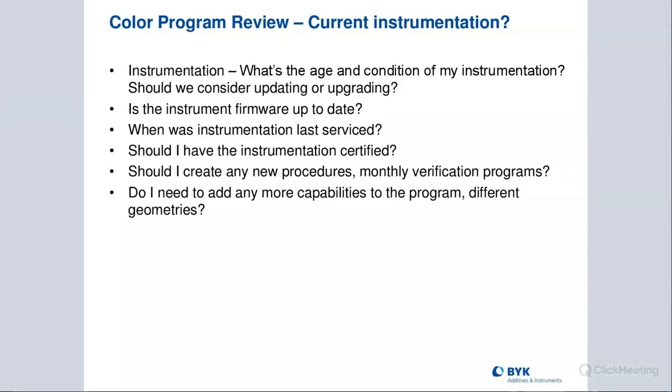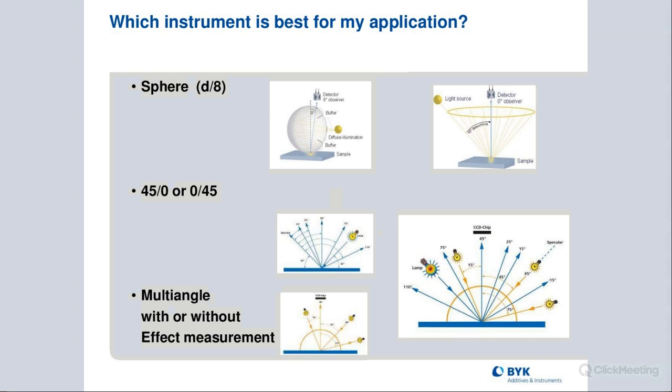As mentioned earlier, are we going after new customers? Are there any new procedures that we need to follow? Are there monthly verification programs that we want to implement where we're testing on a common set of standards and comparing amongst instruments, for example? Do we need to add more capabilities to the program? Do we need different geometries? So it's possible that you might be using a sphere or 45-0 and maybe you want to add multi-angle technology. But the next couple of slides just talk through what's the best geometry for the application that I'm working with.